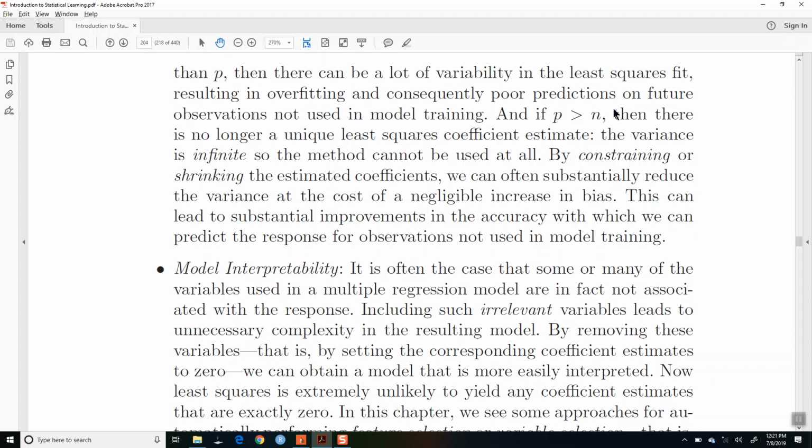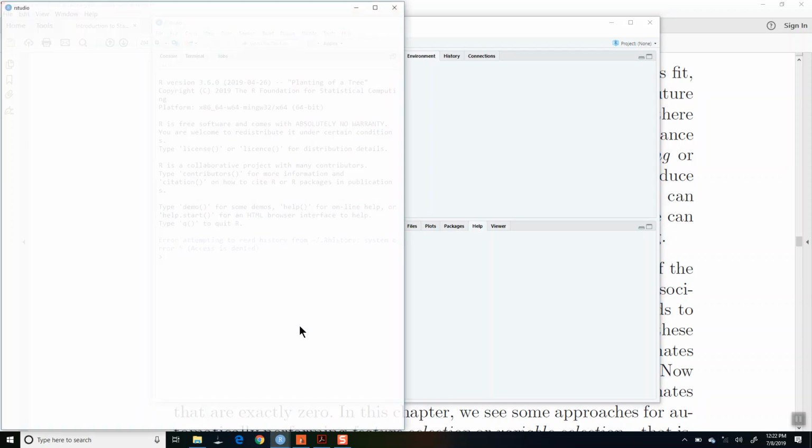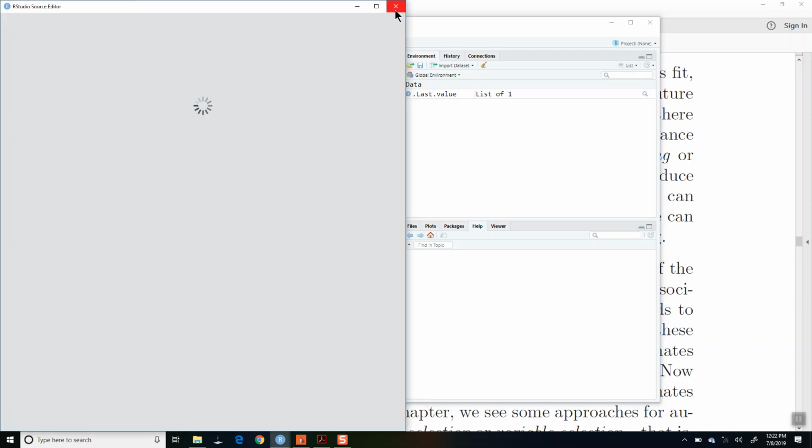I don't know how often this happens, but if you've got more predictors than the number of observations, then OLS fails. What does R say? You get an error when you have more predictors than observations. Is it that the matrix is not invertible? Something like that. Let me see.